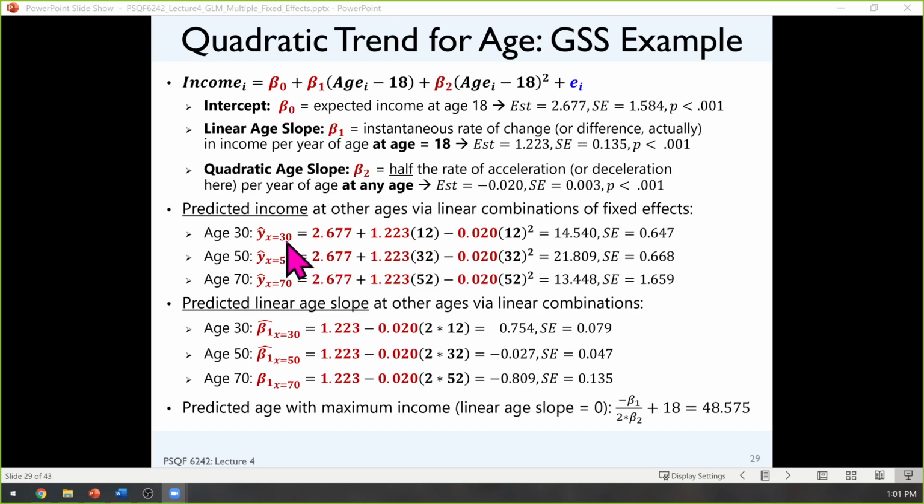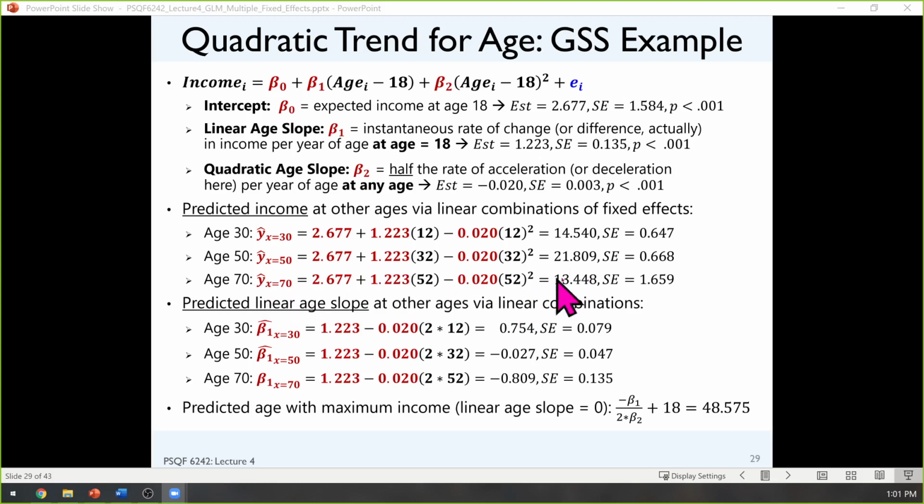So this line is predicting what income is at age 30. I fill in a 12 here because relative to age 18, 30 is 12 more. So always make sure that you're filling in relative to the centered values when you make these predictions. And then the quadratic coefficient estimated by the model, beta 2, goes here, with age squared. Then SAS did the math for me, and at age 30, income is predicted to be about $14,000. And at age 50, doing the same math, it's predicted to be $21,000.